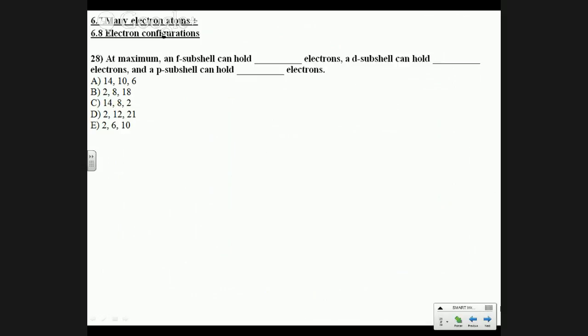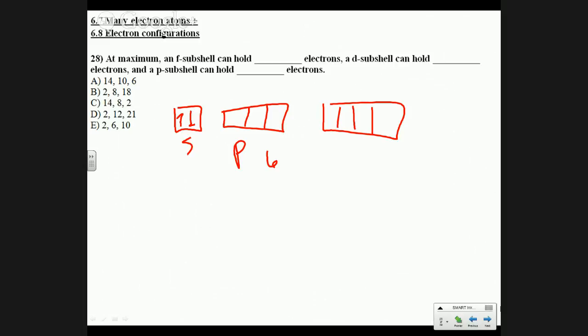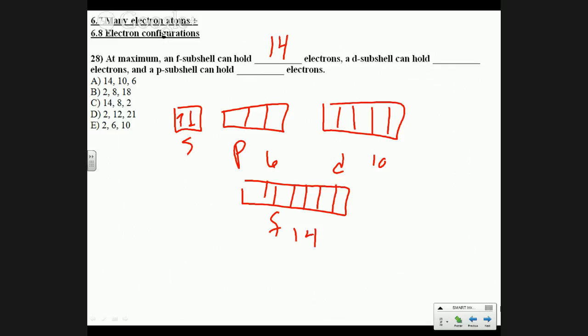All right, so we are starting with question 28. At maximum, an F subshell can hold blank, a D subshell blank, and a P subshell blank. So S, we get one orbital box, so you can get 2 electrons in that. The P, you get 3 boxes, 2 in each, so you've got a total of 6. The D, you get 5 boxes, so you get a total of 10. And the F, you have 7 boxes, so you get a total of 14. So the answer will be 14 for the F, 10 for the D, and 6 for the P. So choice A.